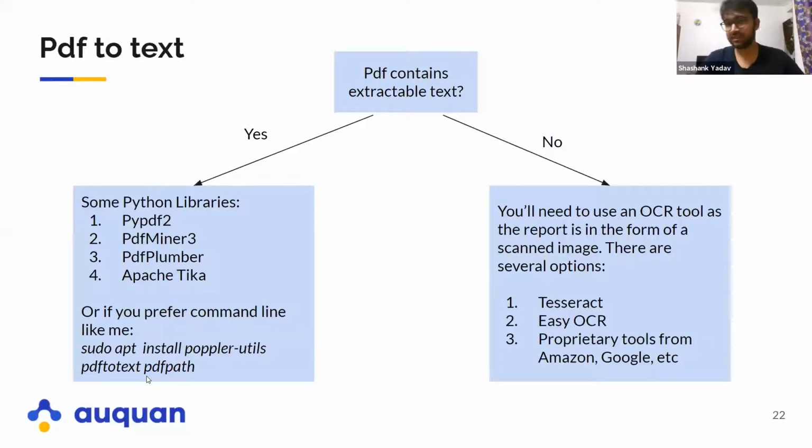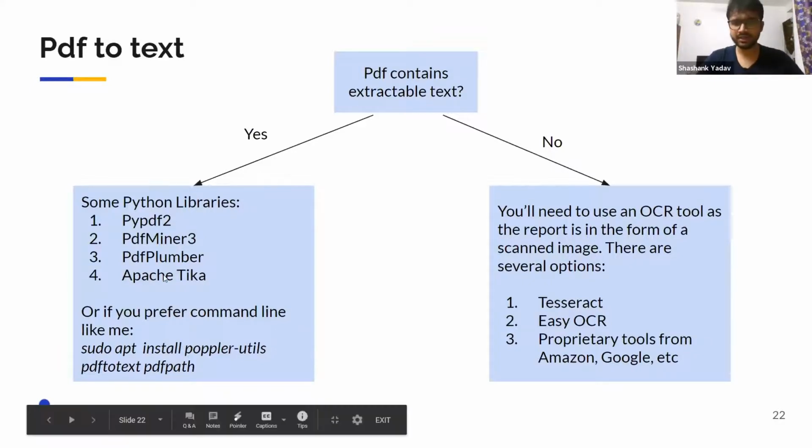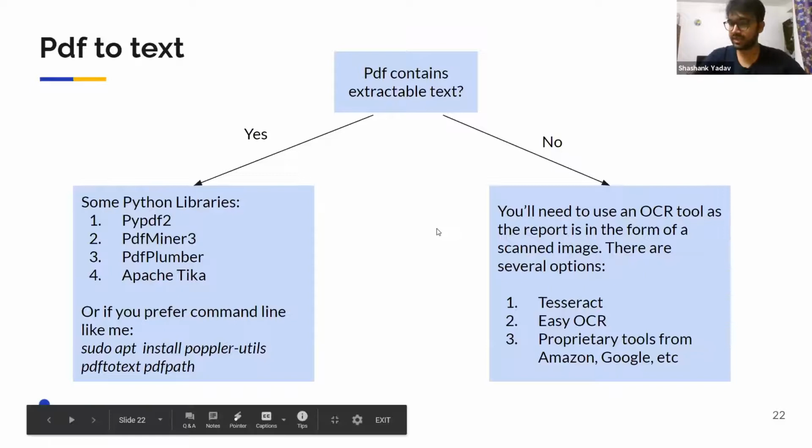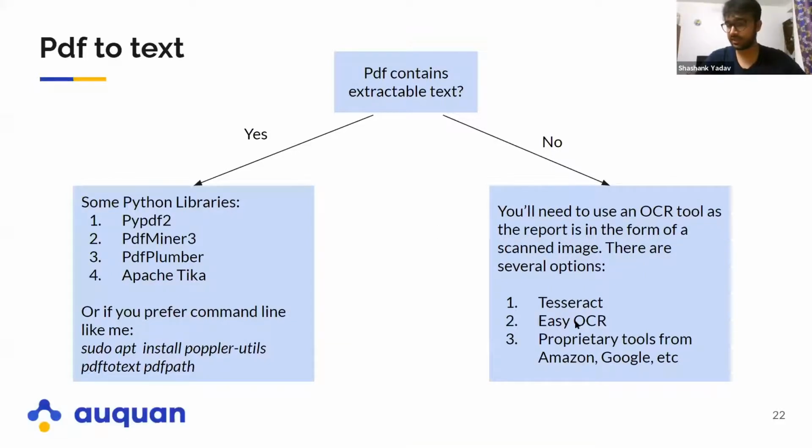This works out pretty well. So if you don't want to try all this, you can directly use this PDF to text. It really works well in most of the cases. Then we come to the case when you're out of luck. There you need to do OCR recognition.